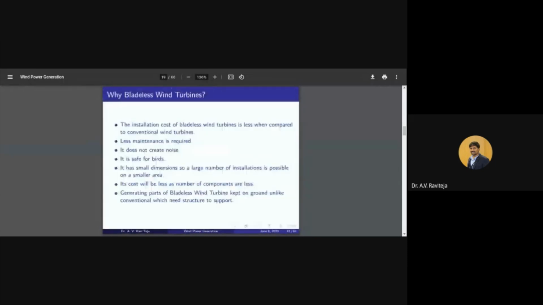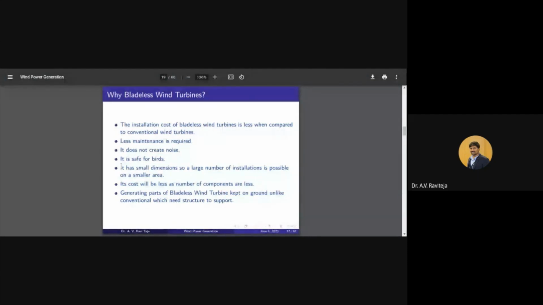There are many advantages with bladeless wind turbines. First thing is installation cost is less. A cheaper option will always be more commercially viable. So installation cost is less, and less maintenance is required. They do not create noise, and mainly it is safe for birds, because conventional turbines rotate and this sometimes harms birds. If there are no blades, then it is safe for birds.